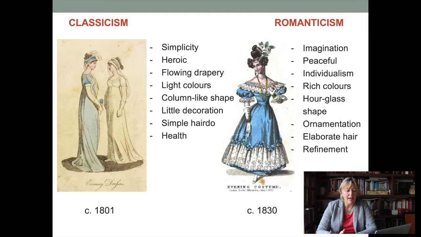A lot of ornaments. Everything is elaborate, including the hairstyles. Just compare the hairdo from the classical period and the romantic period. So it all denotes joyfulness, refinement, rather than, let's say, simplicity and health. It's very well expressed in fashion, and it very well corresponds to the political situation after the French Revolution, during the Napoleonic Wars, and then after the fall of Napoleon and the triumph of the middle class in the 1820s and 30s.